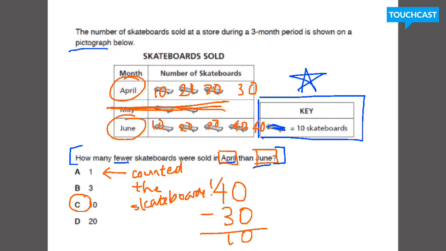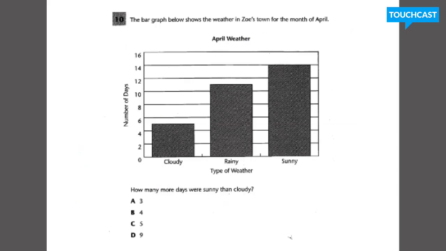All right, some of you may have seen this one before, so you should get this right. The bar graph below shows the weather in Zoe's town for the month of April. How many more days are sunny than cloudy? Pause this video now and solve. How many more days are sunny than cloudy? Good luck. All right, we are back.